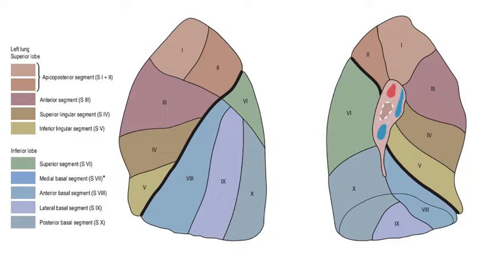Similarly, on the left side, we have two lobes demarcated by the oblique fissure, the superior and the inferior lobe. The superior lobe has an apico-posterior segment, an anterior segment, and the superior and inferior lingular segments. The inferior lobe has the superior segment and the basal segments: the medial basal on the medial side only, anterior basal, lateral basal, and posterior basal.